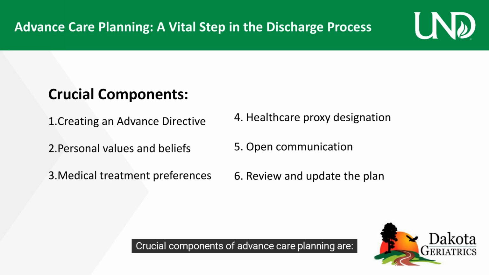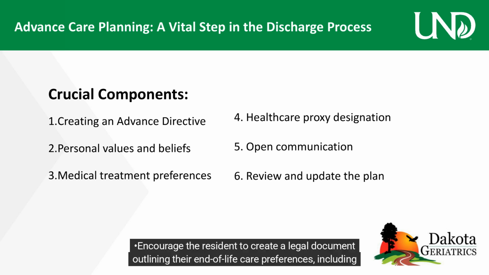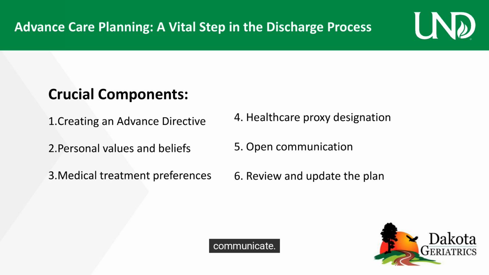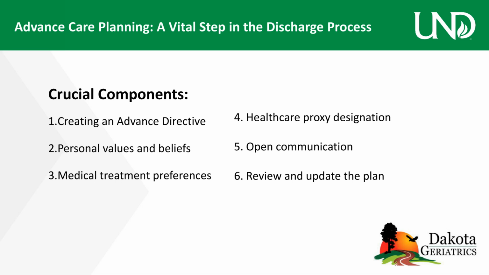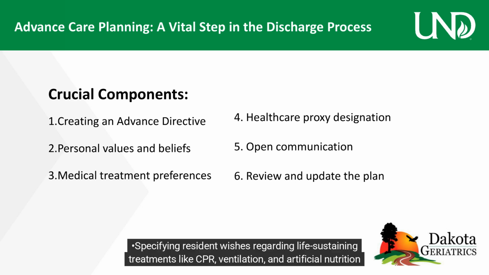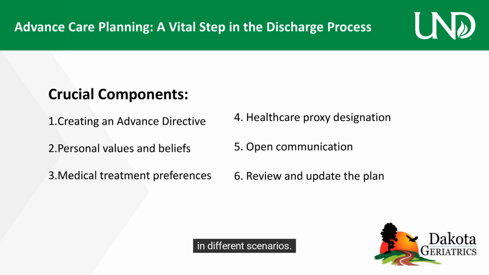Crucial components of advanced care planning are: create an advance directive. Encourage the resident to create a legal document outlining their end-of-life care preferences, including desired treatments, resuscitation options, and who they want to make decisions for them if they can't communicate. Personal values and beliefs. As a resident, reflect on what is important in life, including quality of life, comfort, and spiritual beliefs. Medical treatment preferences. Specify resident wishes regarding life-sustaining treatments like CPR, ventilation, and artificial nutrition in different scenarios.